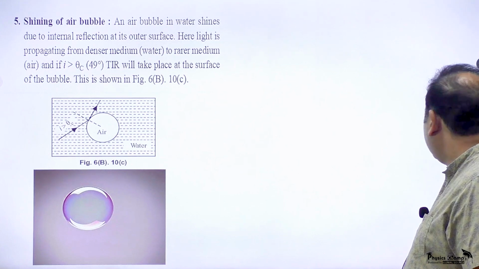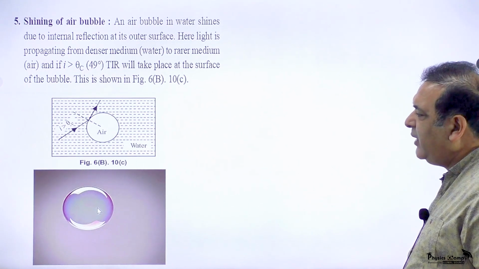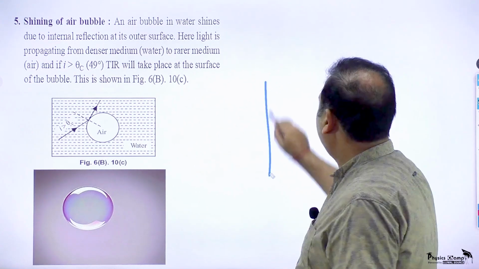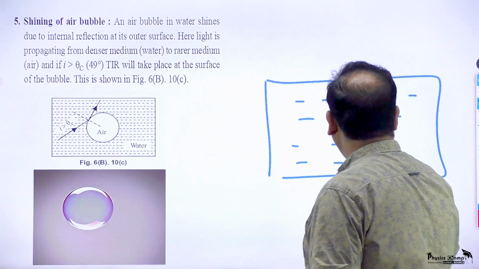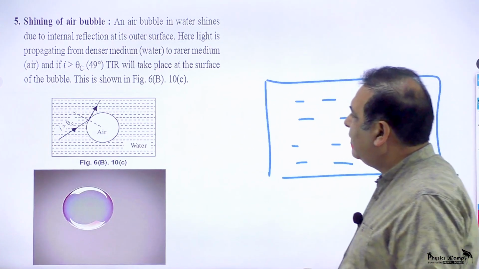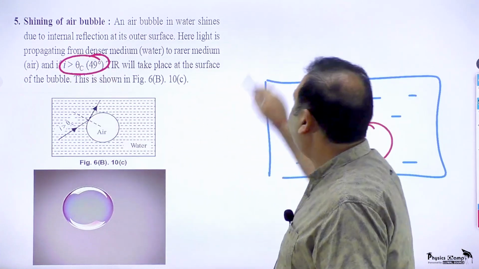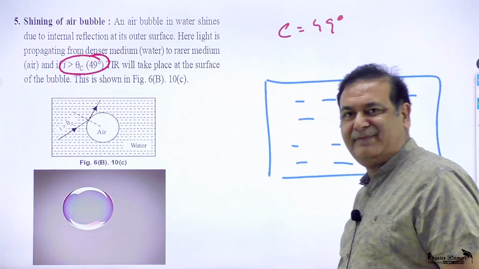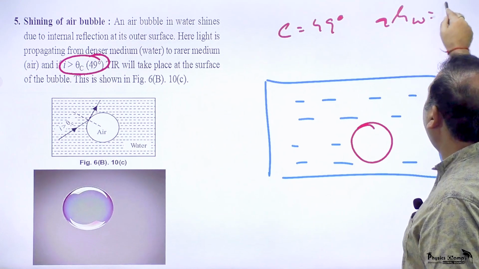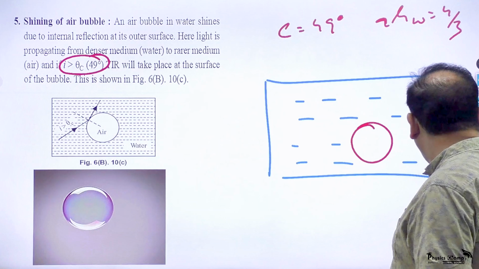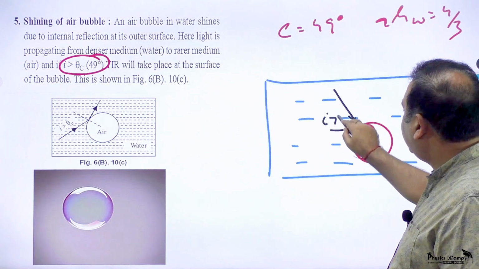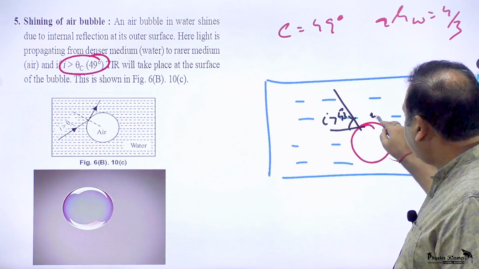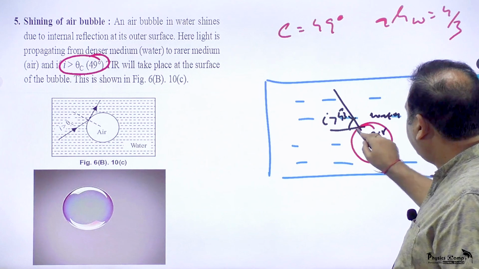Another example, and that is, sometimes you'll observe a bubble in water shining a lot. Now, why may it be happening? Say a container is full of water, and inside the water there is an air bubble. Now here, the critical angle is 49 degrees in water. Mu of water is 4 by 3, 1.33. So if a beam of light falling on the water-air boundary has an angle more than the critical angle, it is a case of water to air. Now it totally reflects.